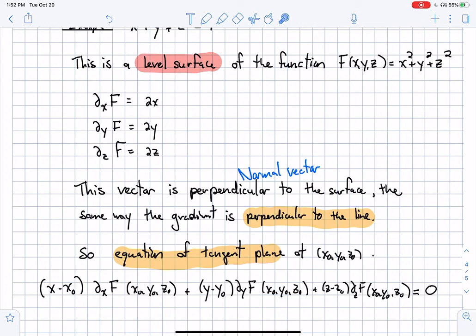That is, I find two directions in the tangent plane. All right, thank you for listening.